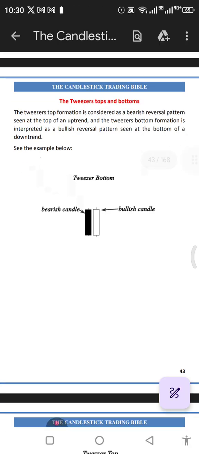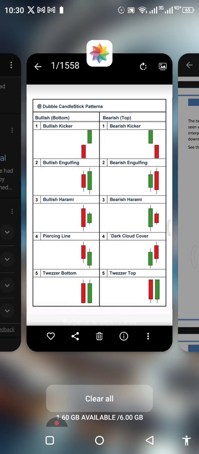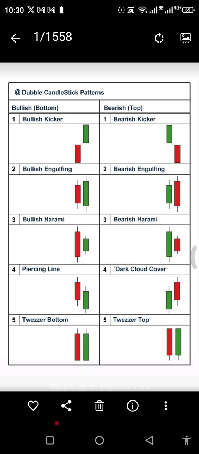Then the next double candlestick I want us to look at. First of all, let's talk about the piercing line. The piercing line looks kind of like the harami, but it's not the same. The piercing line is where the sellers move the market price down, and then the buyers push the price from down up again.